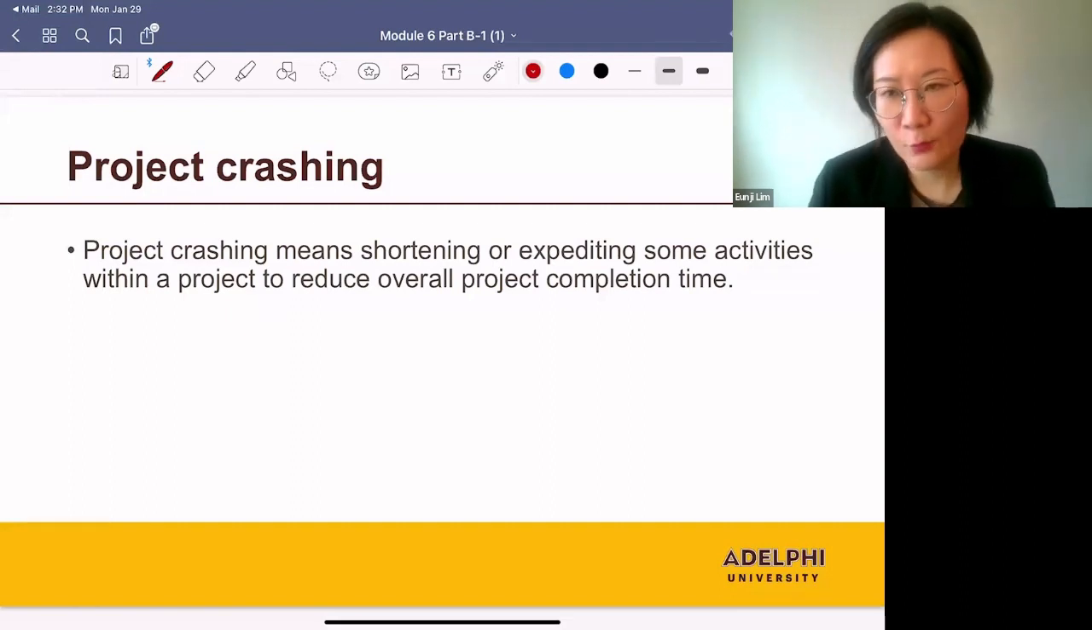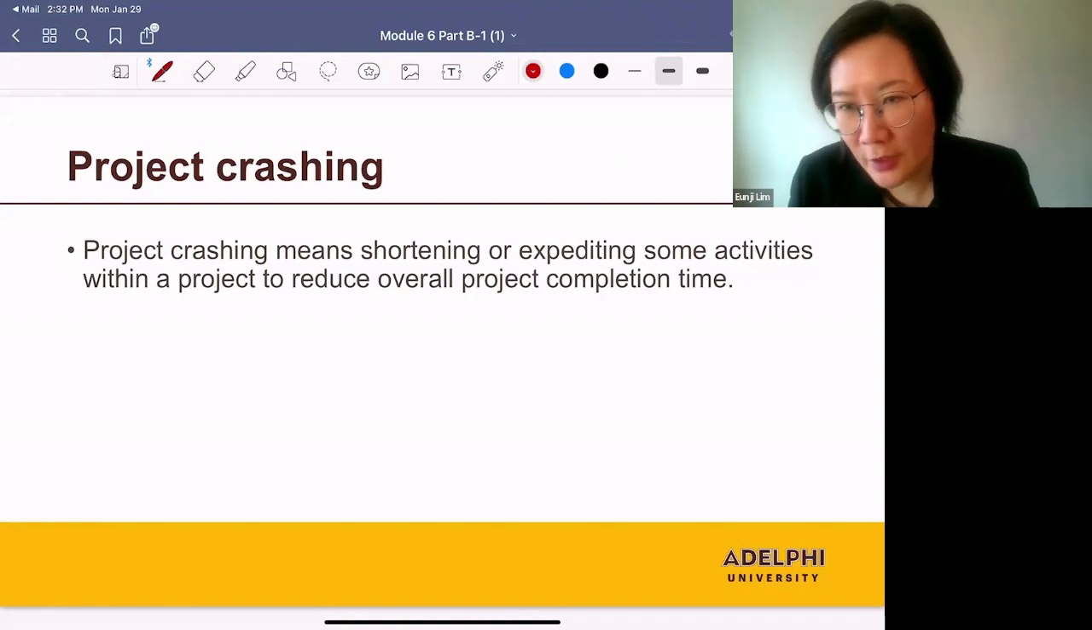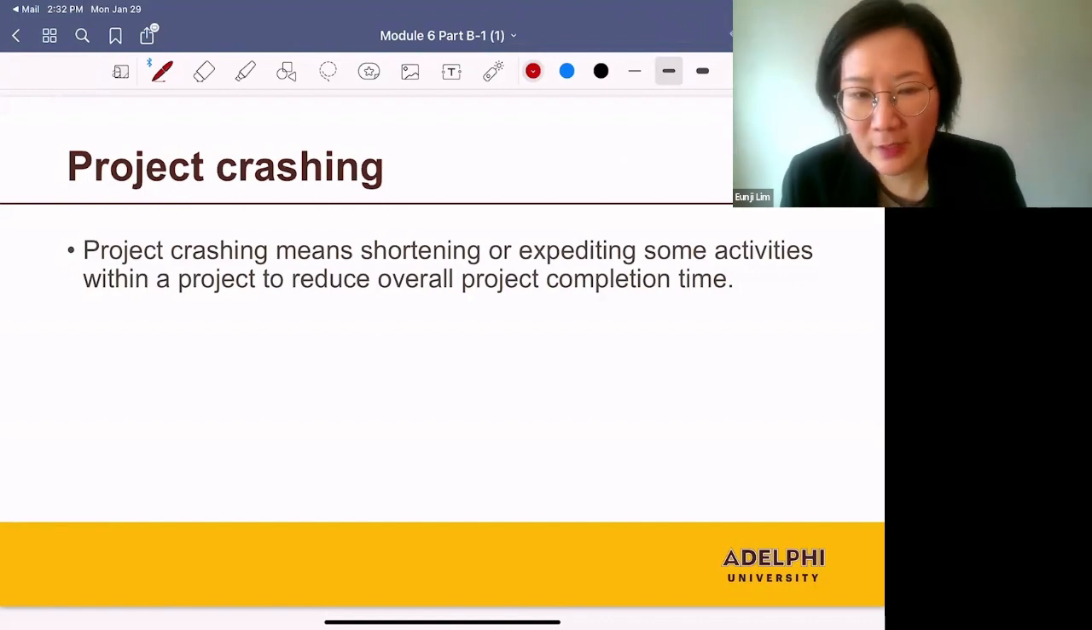So in that case, what can you do? You try to find ways to expedite the project. To expedite the project, you need more resources, you need more people, and that will cost you more money. So your question is, which activities should you crash by how long in order to finish this project on time at the least possible cost?